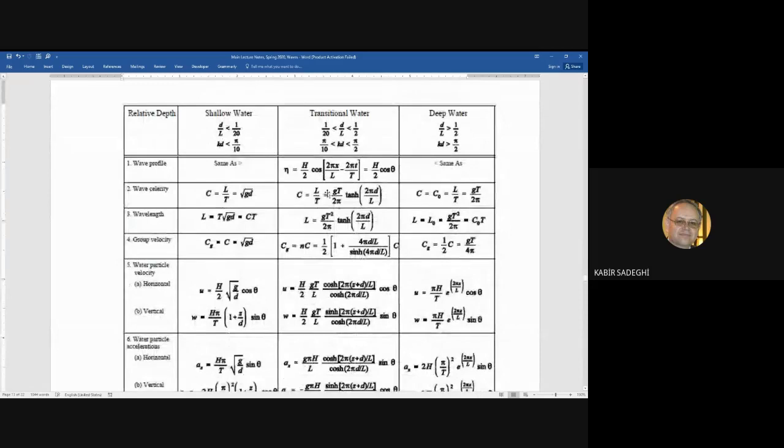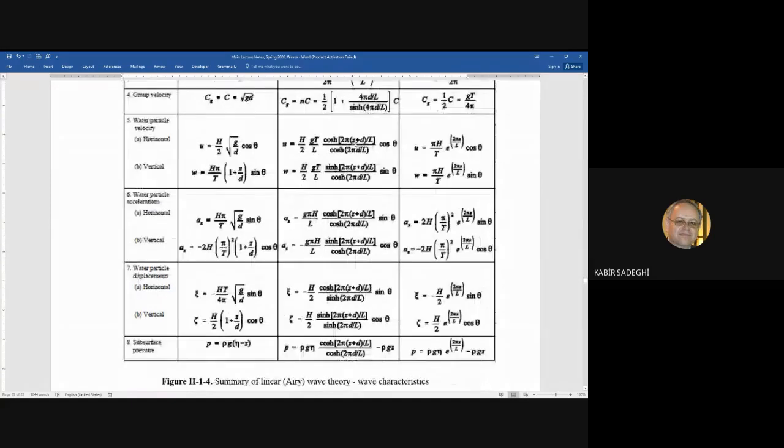Imagine that we have millions, billions of water particles rotating around their own orbits. At the surface is the biggest orbit; when you go to L over 2, this is zero orbit; a little above that, you have a small orbit, and so on. Therefore, if z, L and d are given, we apply them here, and here for x and t, and we calculate everything. Don't worry if it is very difficult. You can use a computer or calculator, or write a program. It's very nice. Again, the second column is for shallow water, the third one for transitional water, and the last one for deep water.